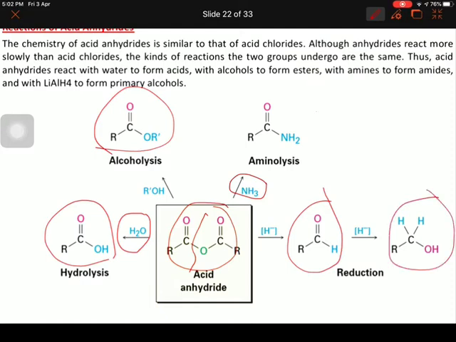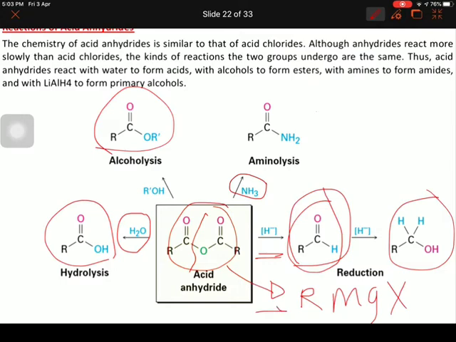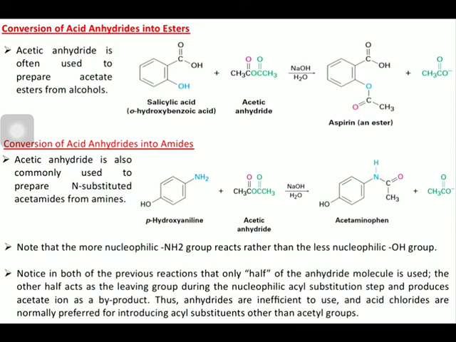So be careful, again and again: the reduction, the hydrogenation, is usually giving aldehyde for all the derivatives of carboxylic acid. How to get ketone? We can get ketone by Grignard reagent, RMgX. This is usually how we get ketone or alcohol, as we mentioned before.